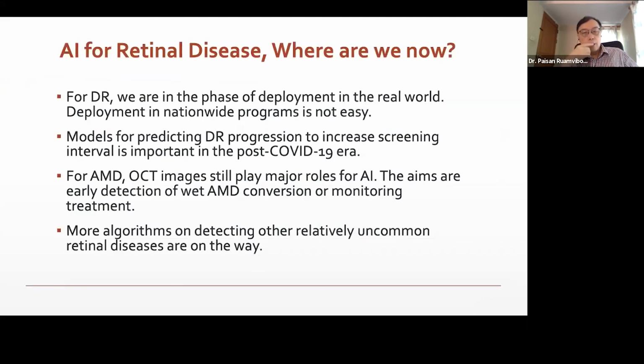For DR, I think we are in the phase of deployment, DR detection using AI in the real world. However, deployment in nationwide programs, such as in Thailand, where we have more than 4.5 million diabetic patients, is not easy. We are developing it at the moment. And I think in the post-COVID-19 era, the models for predicting DR progression are very important because they may increase the screening interval for particular patients.